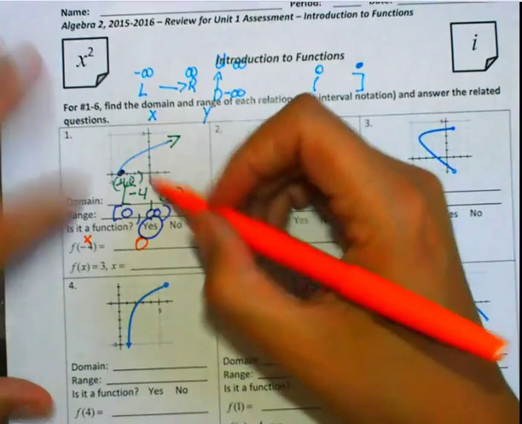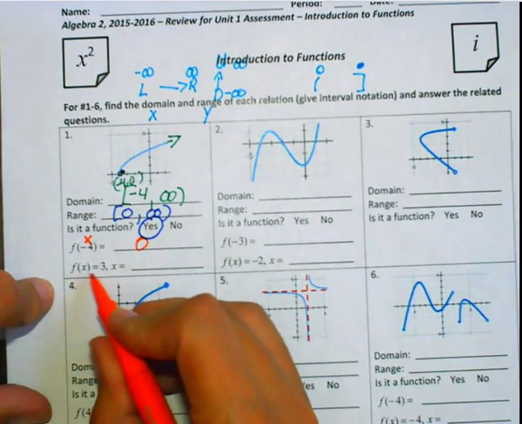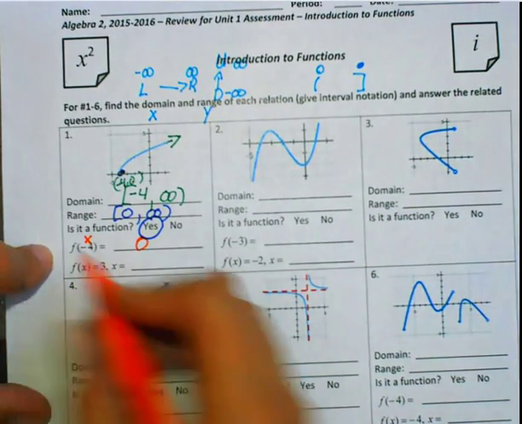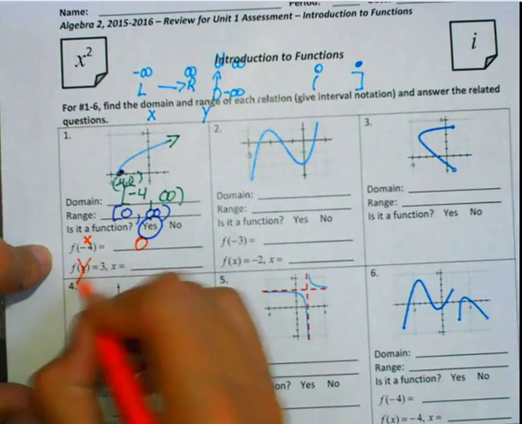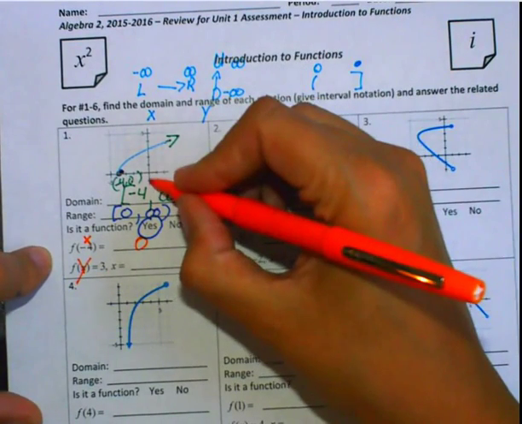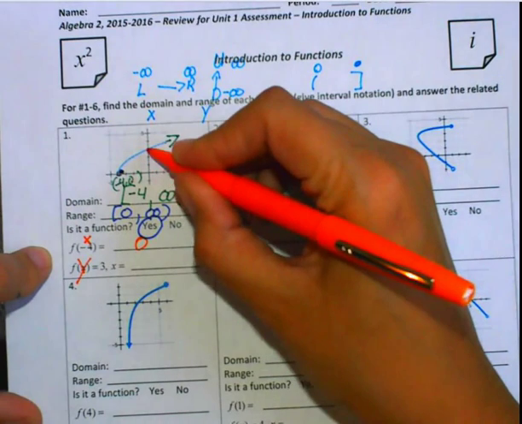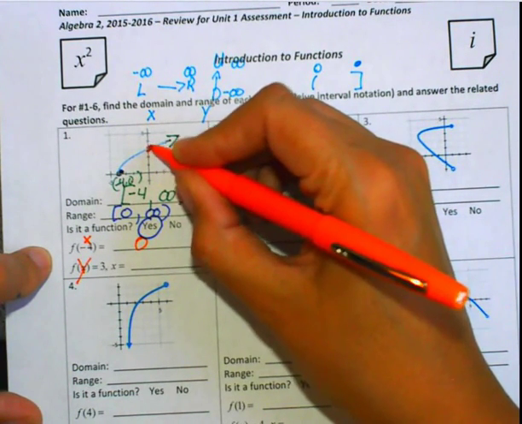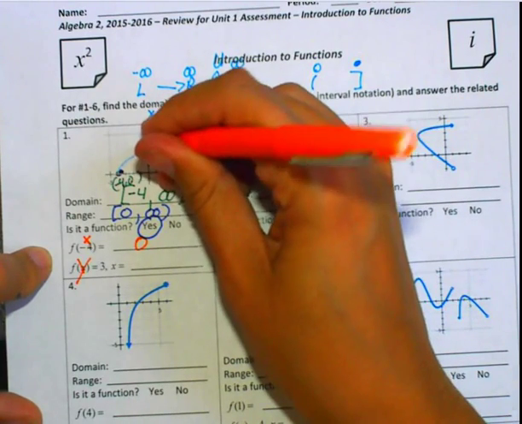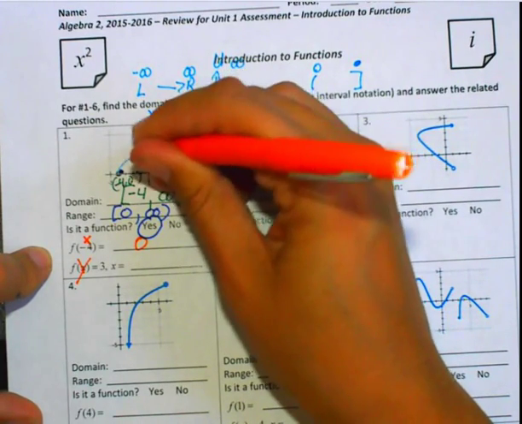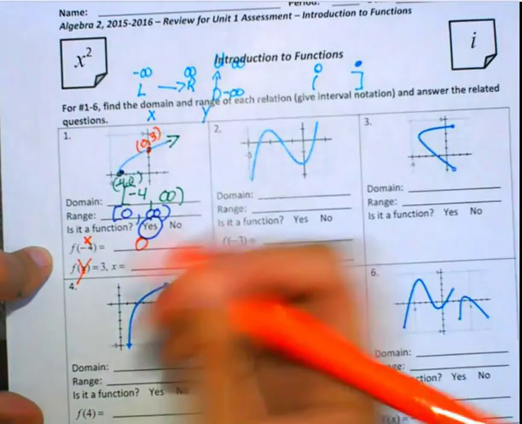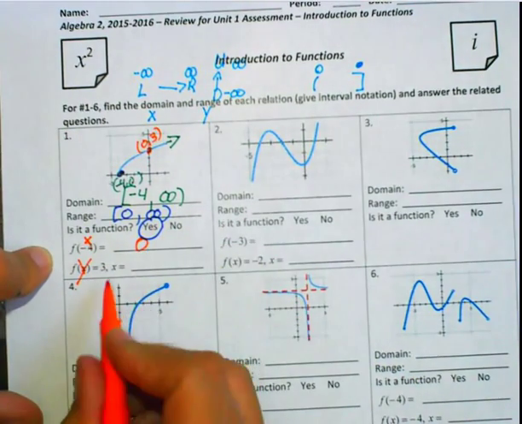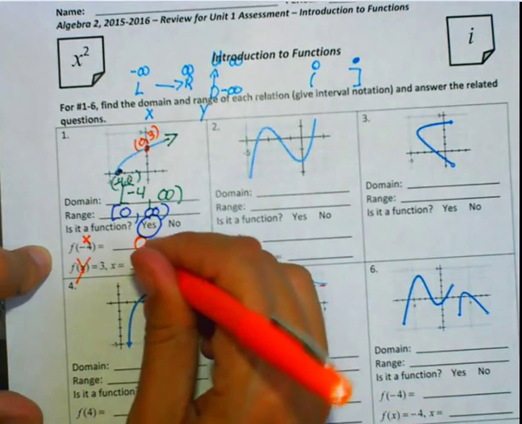All right, now the next one says f of x equals 3. Well, that's saying that y is 3. So let's look at the graph and find where y is 3. 1, 2, 3. Here is where y is 3. My point here is (0, 3), which means my x value, and look, it even tells you, x equals 0.